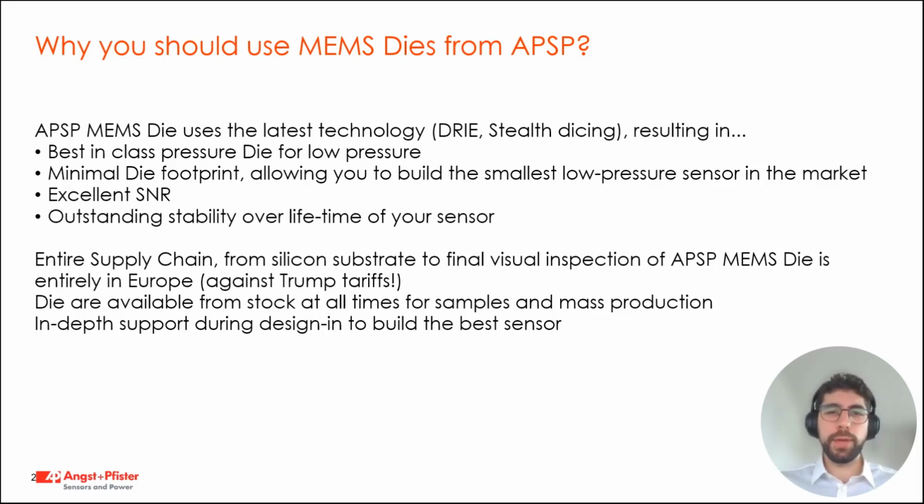I also want to emphasize we have an entirely European supply chain, from raw silicon wafer to final visual inspection. This isolates us from any ideas Trump might have on how international trade works. We also make sure to always have stock of all our product, not only for samples, but also for series production. This allows a much more flexible inventory for our customers.